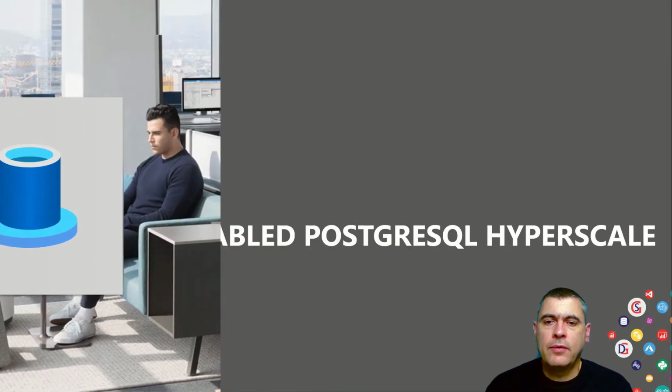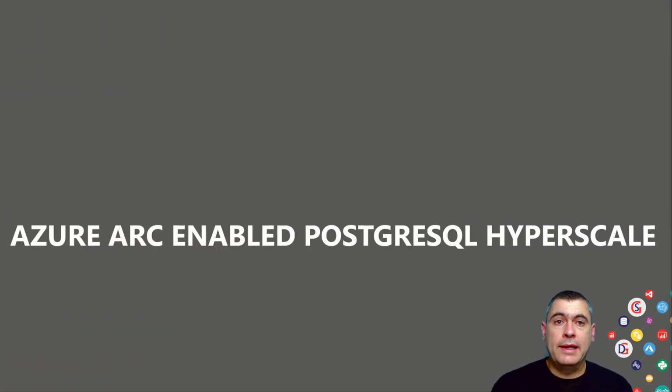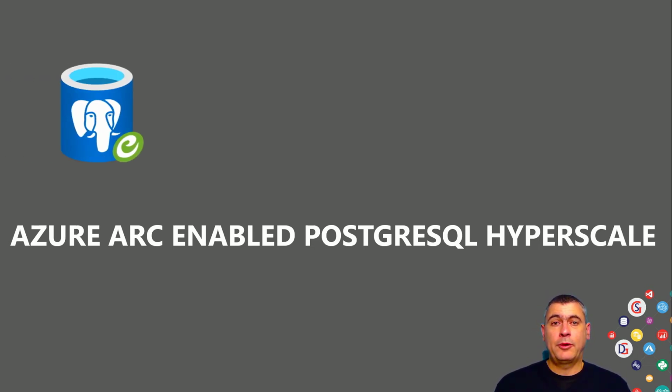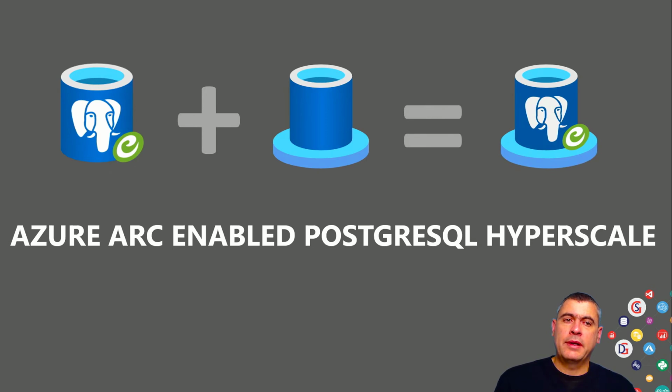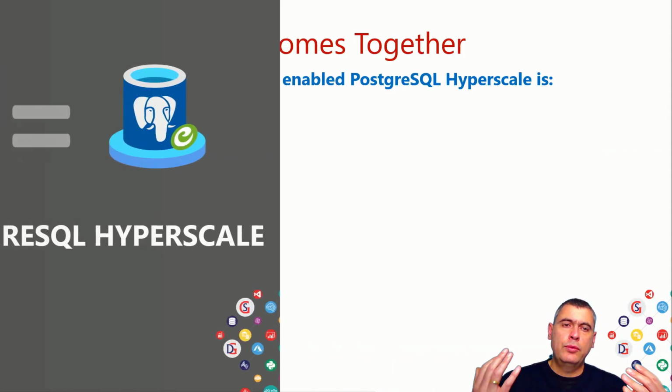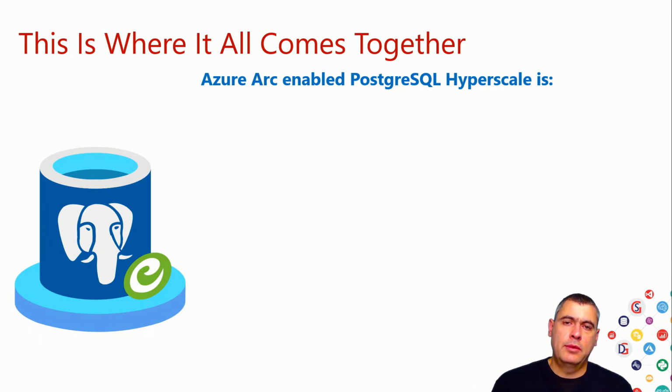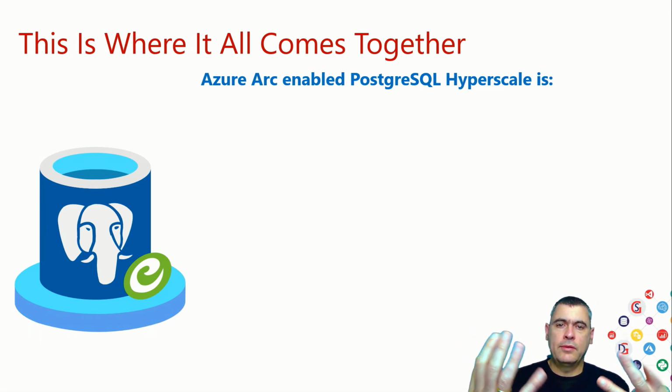Well, now it is for us to look at Azure Arc enabled Postgres Hyperscale. The quick answer is you take Azure Postgres Hyperscale, you add Azure Arc enabled data services, and what do you get? Azure Arc enabled Postgres Hyperscale. This is the moment where those two things that we talked about, Postgres Hyperscale and Azure Arc data services, come together to provide to you Azure Arc enabled Postgres Hyperscale.